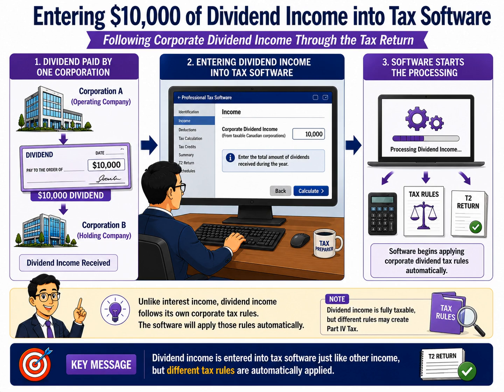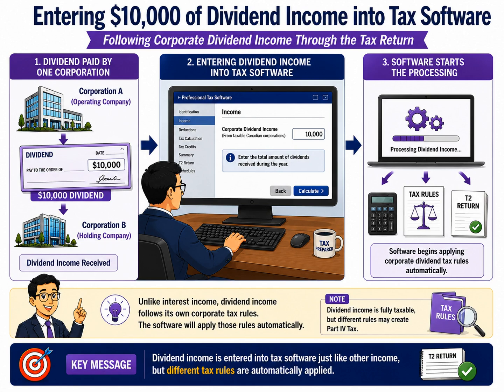From the tax preparer's perspective, the process begins just like any other type of income. The dividend income is entered into the corporate tax software by recording the amount received. In this example, the tax preparer enters $10,000 as corporate dividend income. Once the information has been entered, the software begins processing the data automatically.